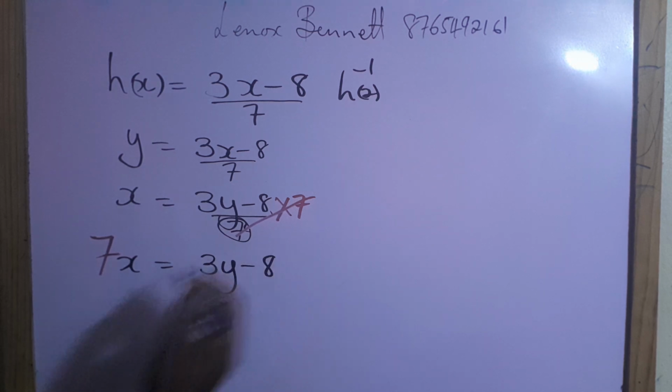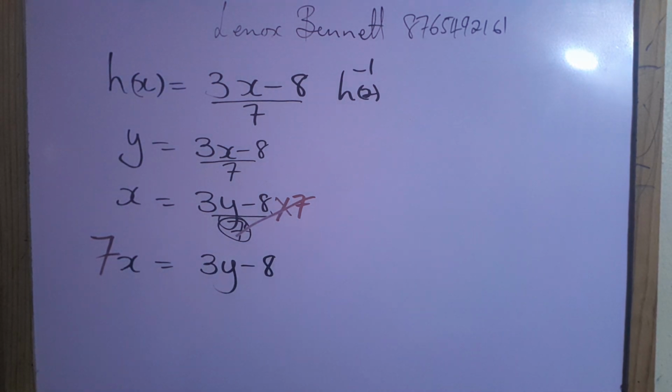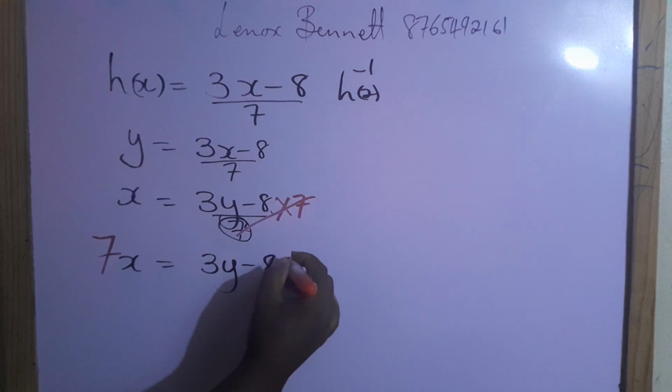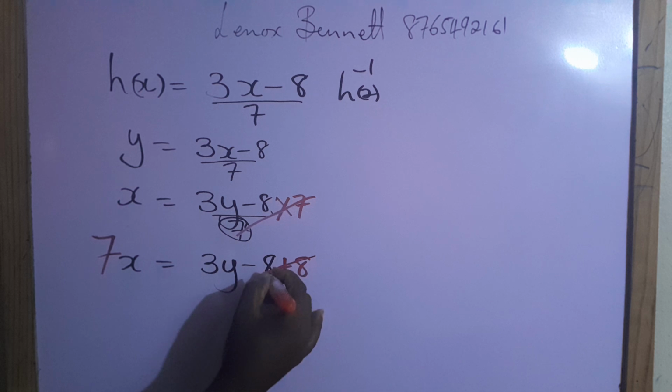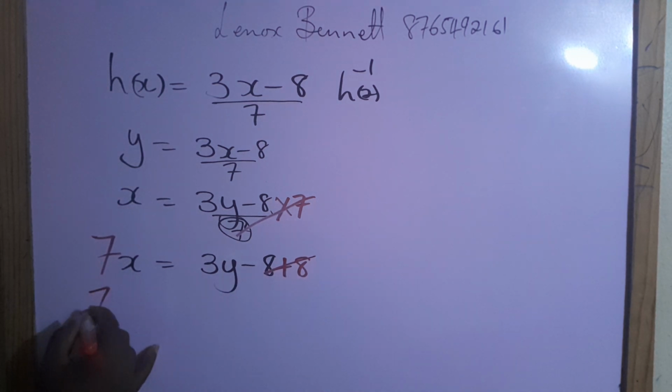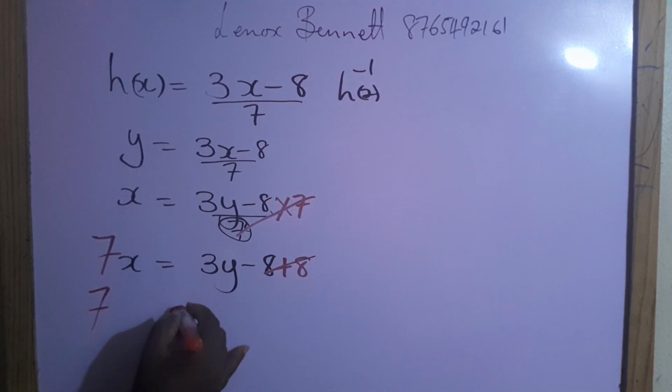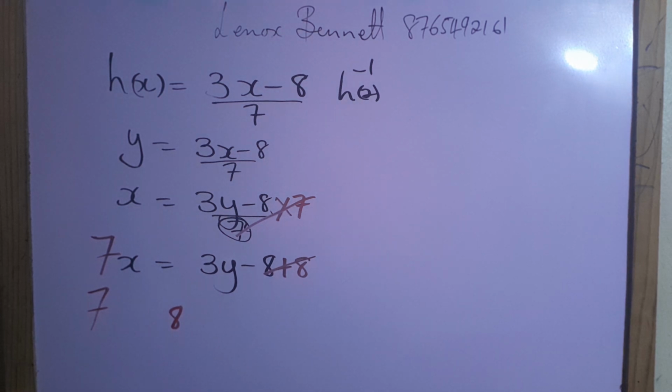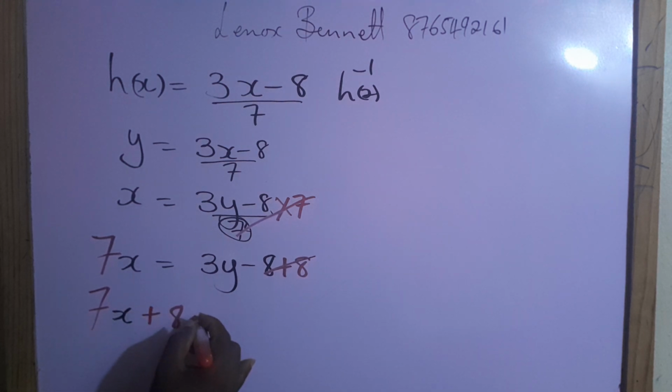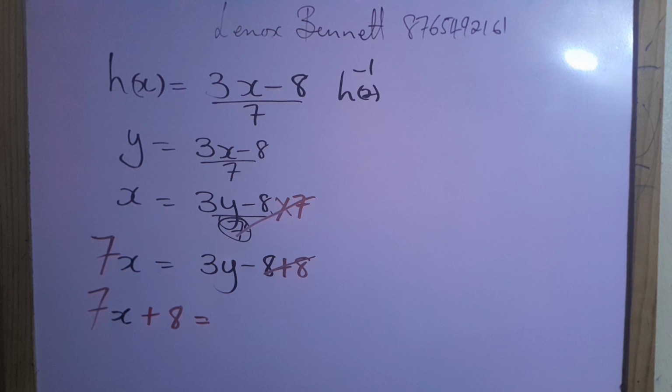Alright? Next, we have 3y minus 8. We're going to take the opposite of minus 8, which is plus 8. And again, it's an equation. So whatever you do for one side, you have to do for the next side. So we're going to add 8 to this side as well. So we add 8. And of course, that will give you 3y.